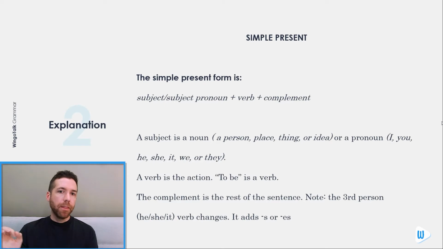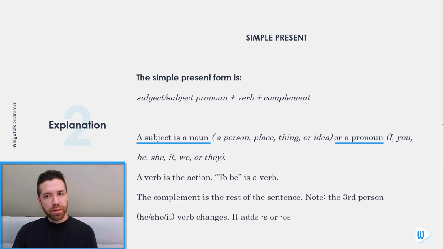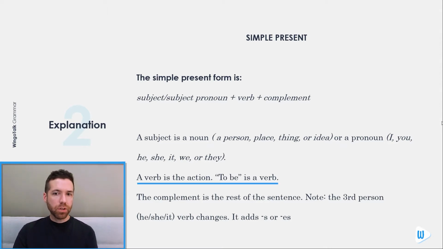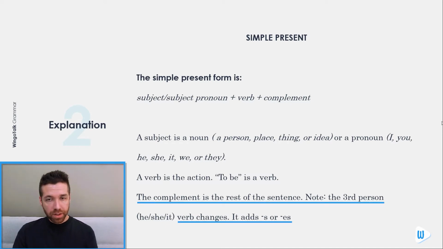Simple present. The simple present form is subject or subject pronoun plus verb, complement. The subject is a noun, a person, place, thing, or idea, or a pronoun: I, you, he, she, it, we, or they. A verb is the action. To be is the verb. The complement is the rest of the sentence. Note: the third person, he, she, or it, verb changes. It adds s or es.